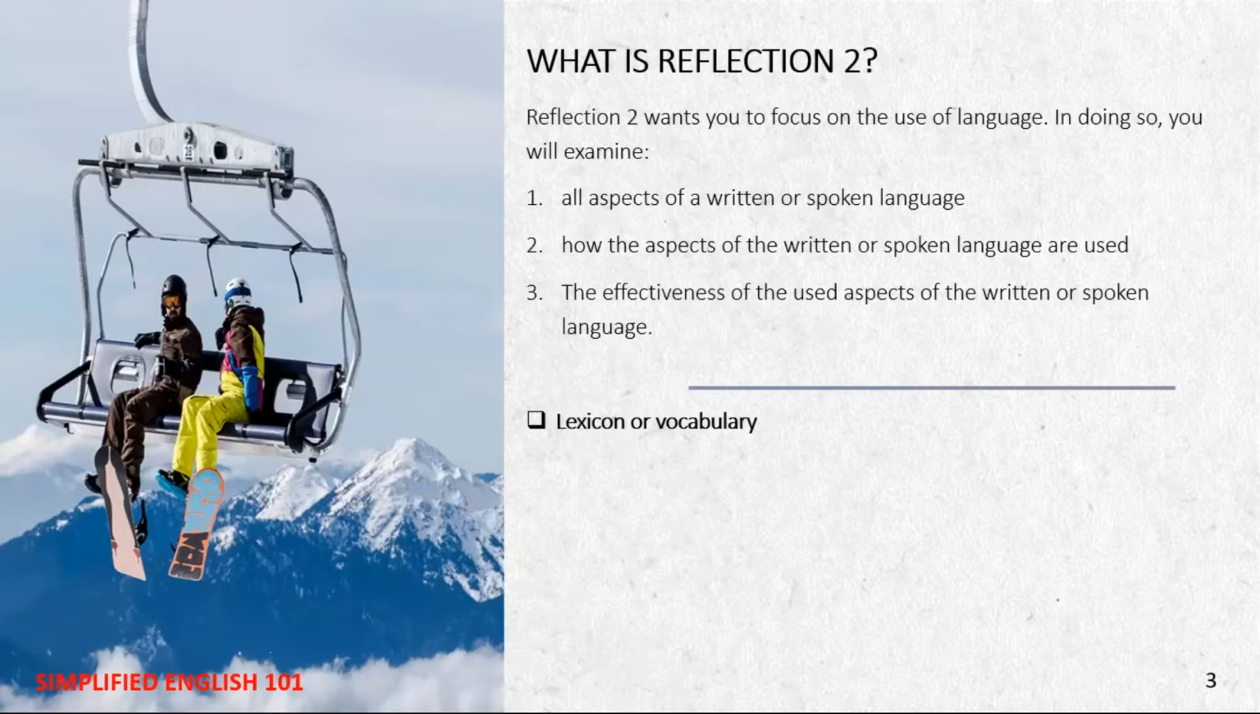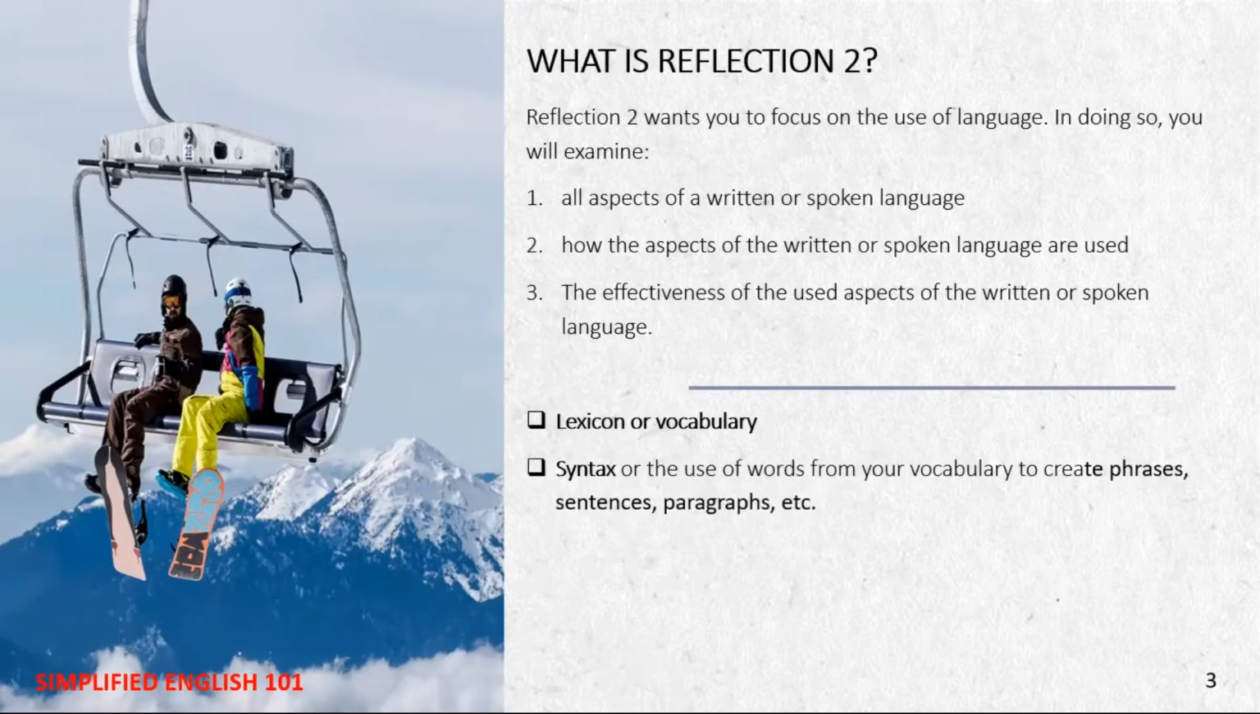Another thing to look at is the syntax. This is the use of words. Now, the words we mentioned before that make up your vocabulary. This is the use of these words to create phrases, sentences, paragraphs, extended pieces of writing, etc. Now, we know that we use our words to create sentences, and these help us to convey our intended meaning, and in doing so, we expect that our sentences, our words are placed in certain order.